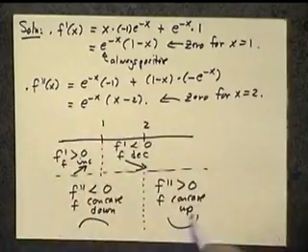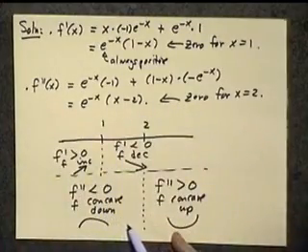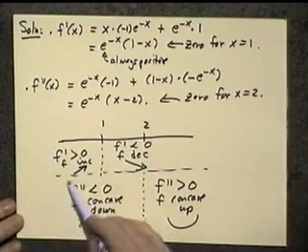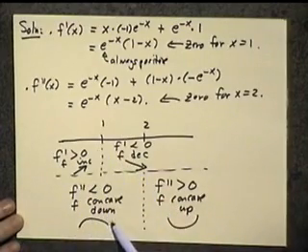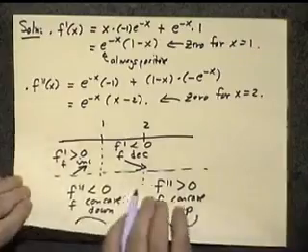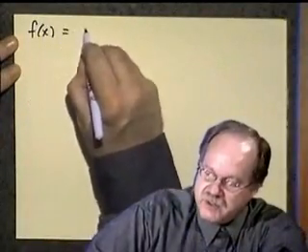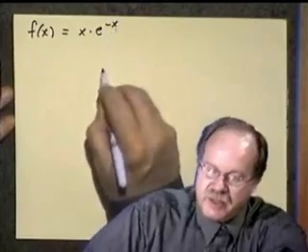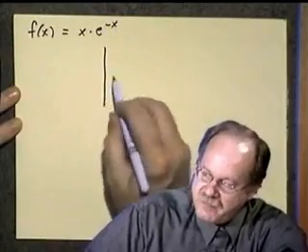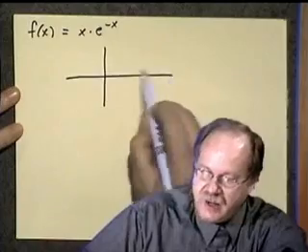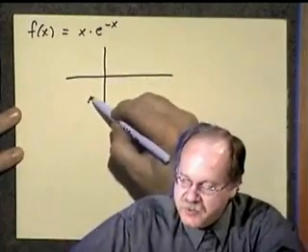So now again with this diagram, I have an idea of what this curve ought to look like. It ought to go up and down and be concave down here and concave up here. Let's see if that's the case. If we take the function f of x equals x times e to the minus x, and we produce a graph of it, and you can do this with a graphing calculator or by hand, here's what you get.